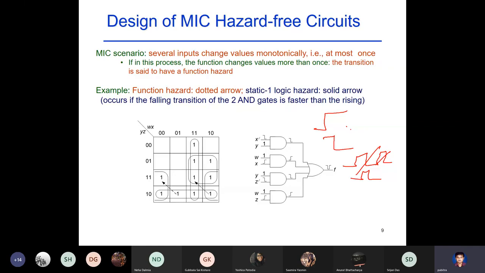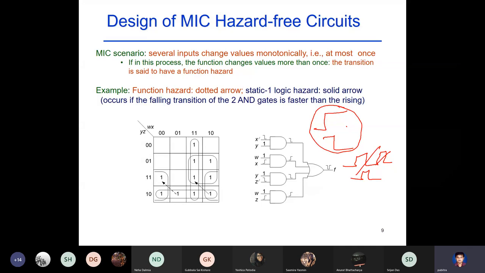Okay, so even in the process of this monotonic change, the additional thing here is that more than one input can change at a time. So it's the MIC scenario. More than one input can change at a time.